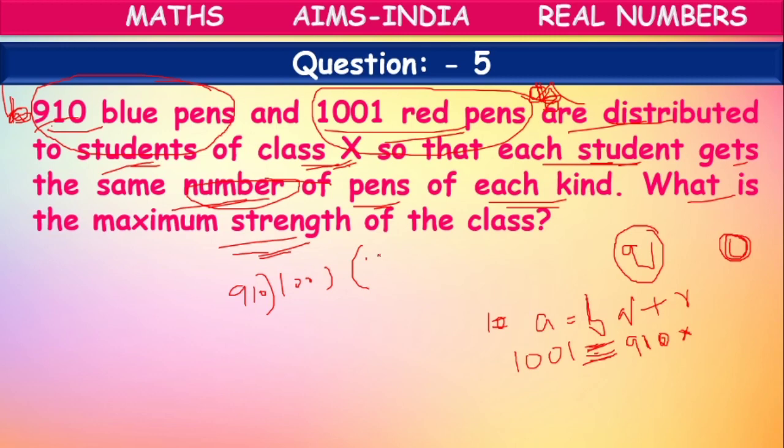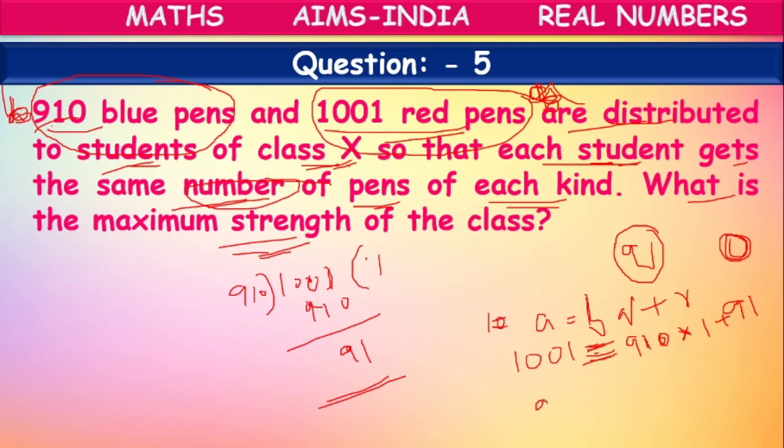We will get one time, 910 ones are 910. So 1 minus 0, 1. From 0 we cannot remove 1, so we borrow. From 10, 1 goes, means 9. 91 will come. Okay, so what is remaining? Multiplying one time, we will get remainder 91.